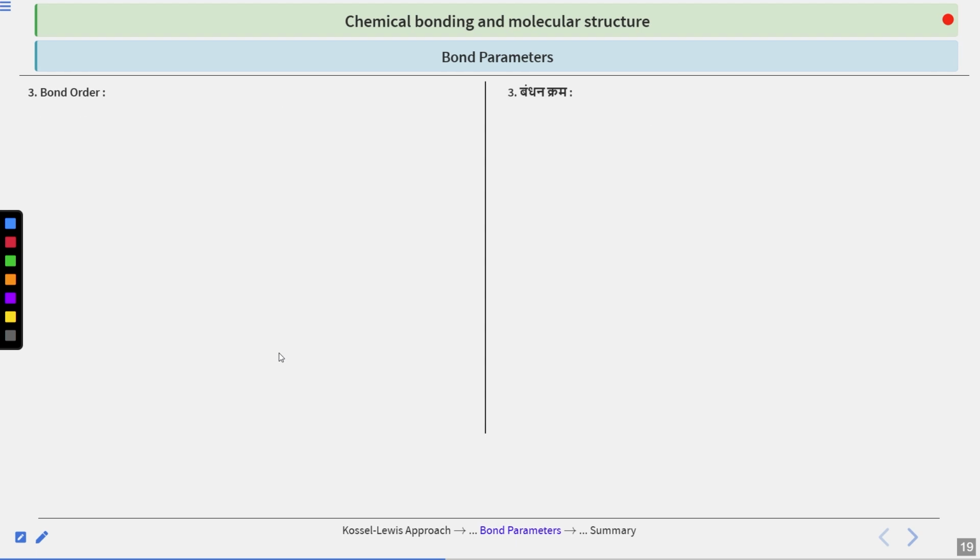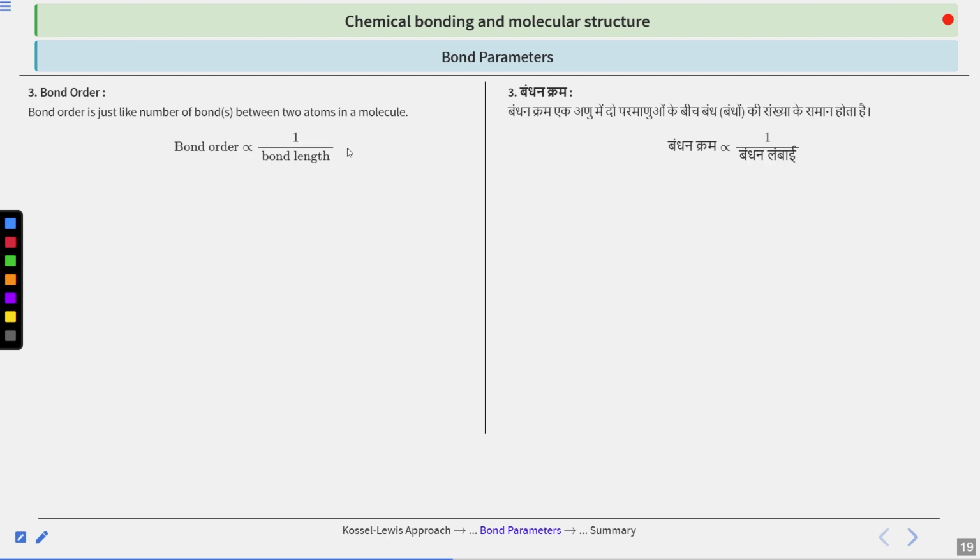Next bond parameter is bond order. It is simply the number of bonds between two atoms in a molecule, and the more the number of bonds, the shorter the bond. Means the bond order is inversely proportional to bond length, we can say that. And bond stability is directly proportional, because as the bond gets shorter, bond enthalpy increases and it becomes more stable. So the more bonds there are attaching two atoms, the more the bond stability increases.